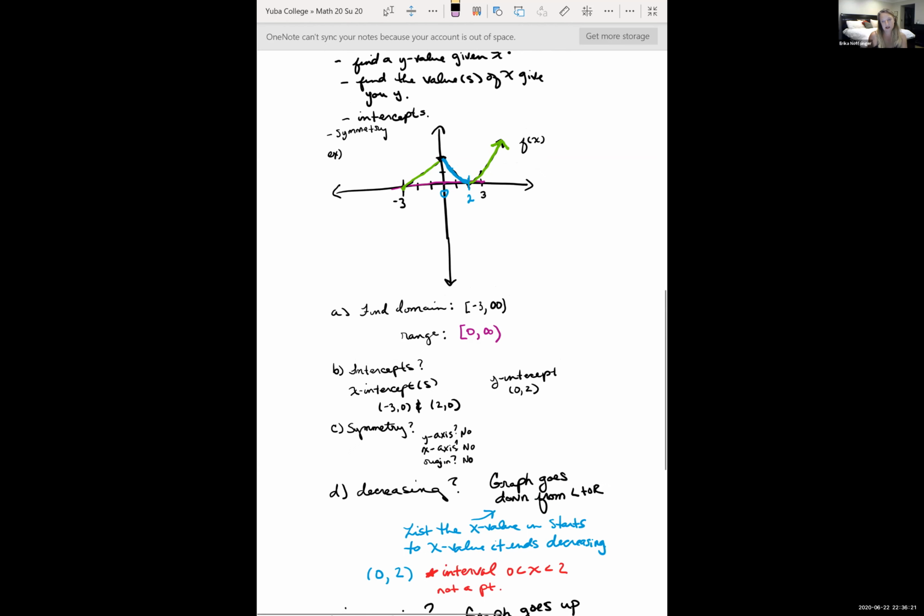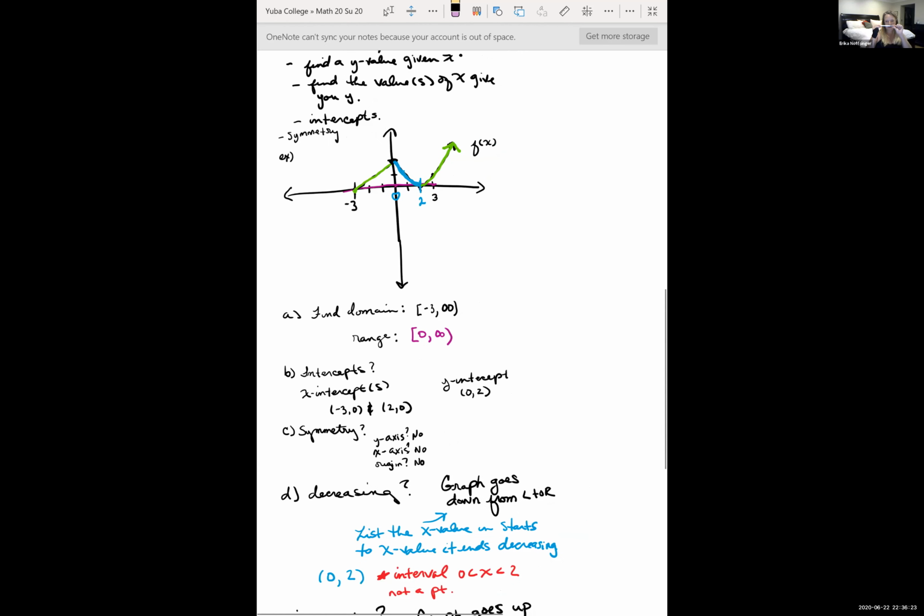Constant: a graph is constant if it's not going up or down, it's a horizontal line. And so if I look at this graph, it's never constant. There's never a horizontal piece in here.